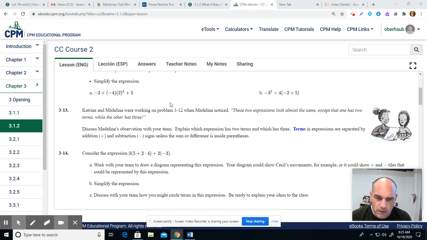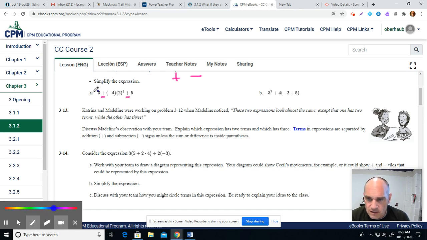So they're talking about these two up here, and they're saying that one of these has two terms and one has three terms. And so the way that we can look at terms is terms are going to be separated by plus signs and minus signs. So I notice in this problem, here is a plus sign. I notice that here is a plus sign. So this breaks us up into three terms.